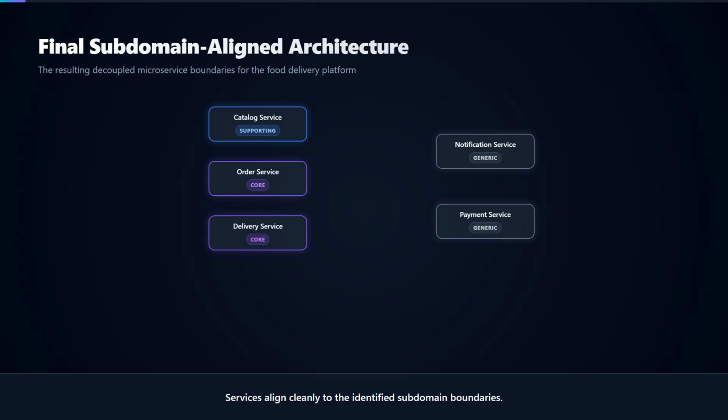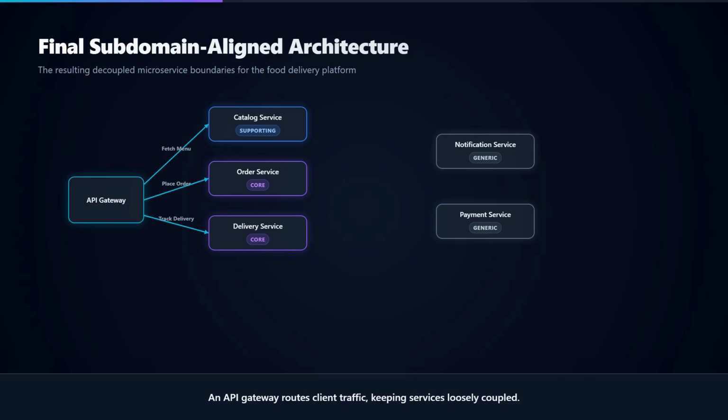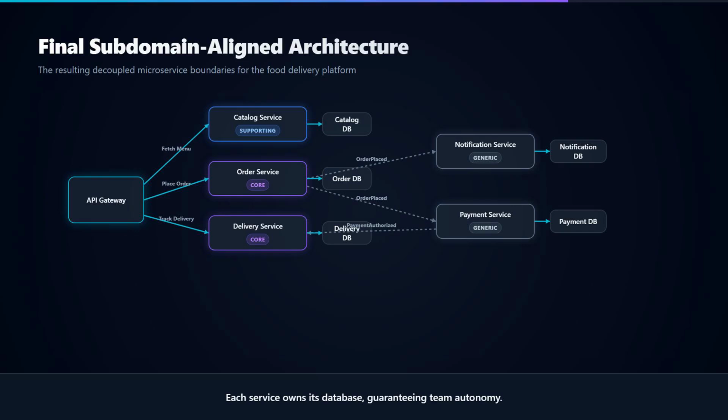With these subdomains identified, we map them directly to candidate microservices, creating clean business-aligned boundaries. We place an API gateway at the front. Clients call the gateway, which routes requests to independent, encapsulated services. Services communicate asynchronously using events. When the order service publishes an order-placed event, delivery and notification react. Each service owns its database. Because the boundaries align to business subdomains, independent teams can build and deploy autonomously.